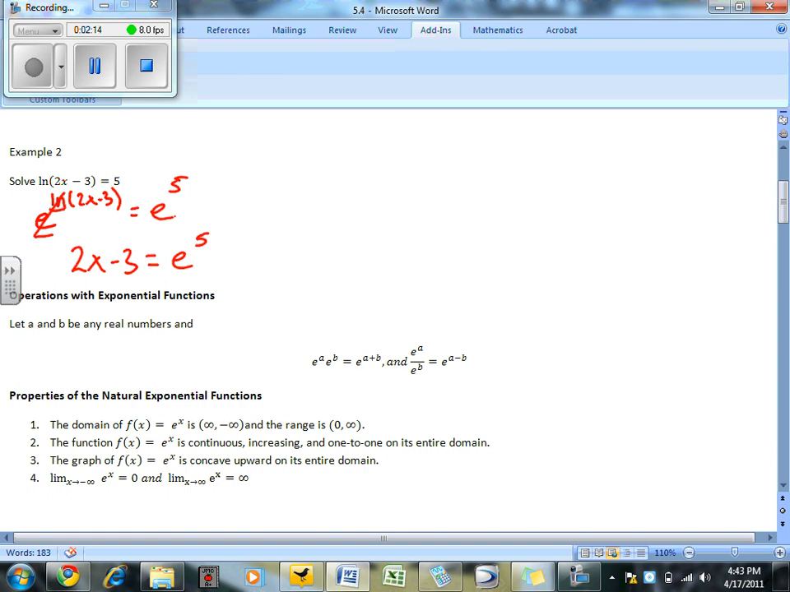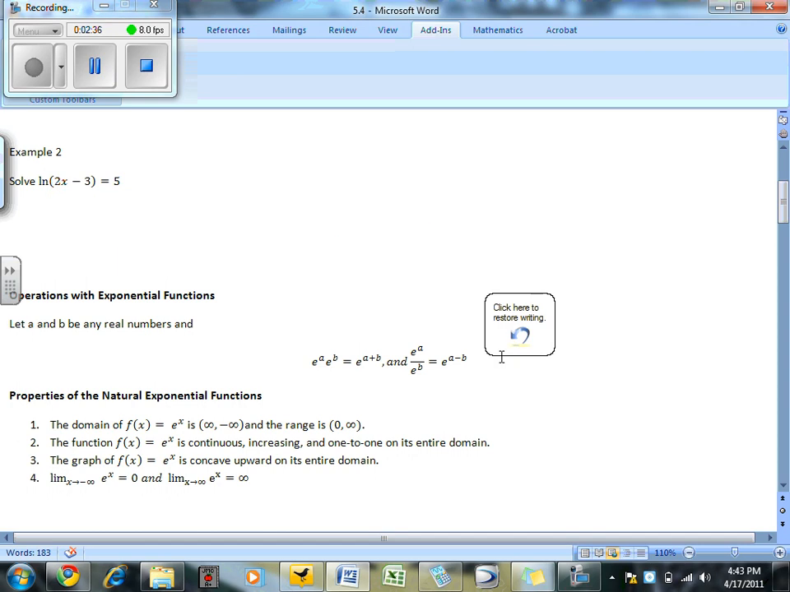And then all we have to do is simple algebra and get x by itself. We're going to add 3 over, so I'm going to have 2x equals e to the 5th plus 3. And then we're going to divide by 2, so x equals e to the 5th plus 3, all divided by 2. And again, you can just type that in your calculator and get your answer there.